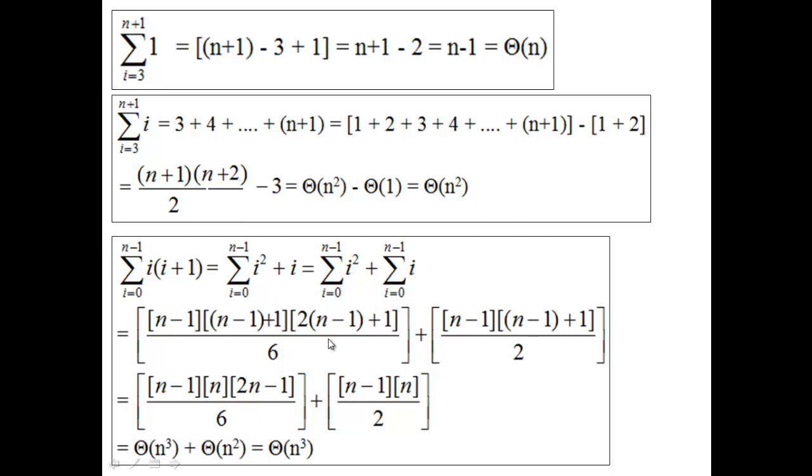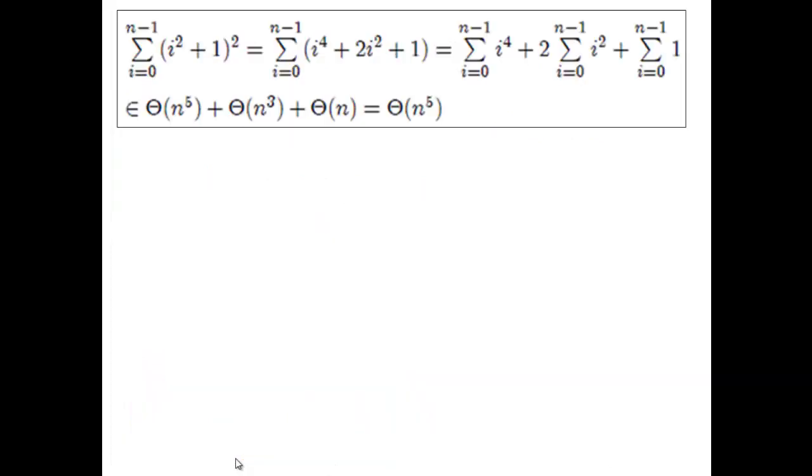So you do apply the formula, simplify, do all the math, and you'll still get a result like this, where this term can be written as theta of n times theta of n times theta of n, which is theta of n cube. And this is theta of n times theta of n, which is theta of n square. So eventually it will come out to that. Okay. Any question?